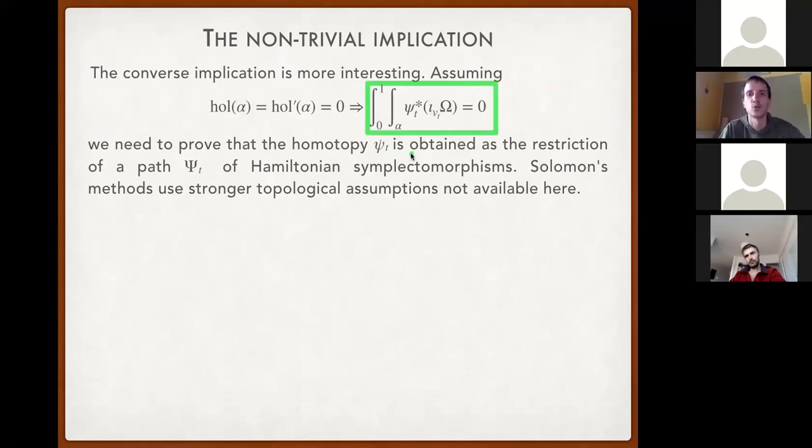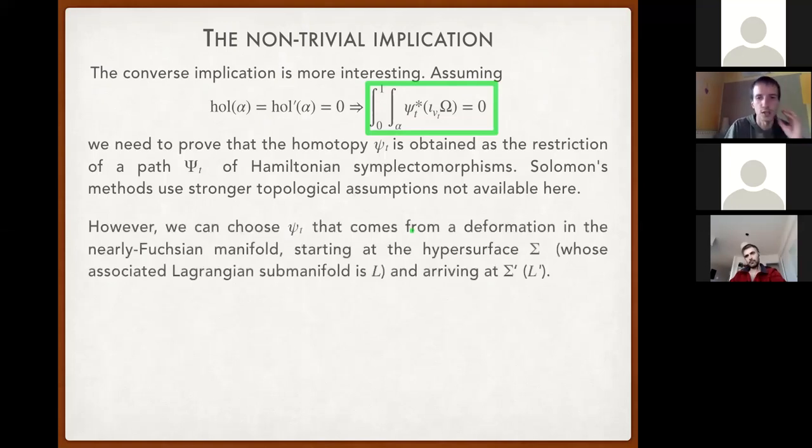But then we have to prove that this homotopy psi_t can be obtained as the restriction of a path of ambient Hamiltonian isotopy. Okay, and here the methods of Solomon do not quite apply because they have stricter topological assumptions which we cannot use in our case. Okay, I have to go a little quick here because I'm running late. But anyway, here is the great idea of my co-author: this homotopy psi_t has to be the restriction of a Hamiltonian isotopy. We can choose it in our special setting.